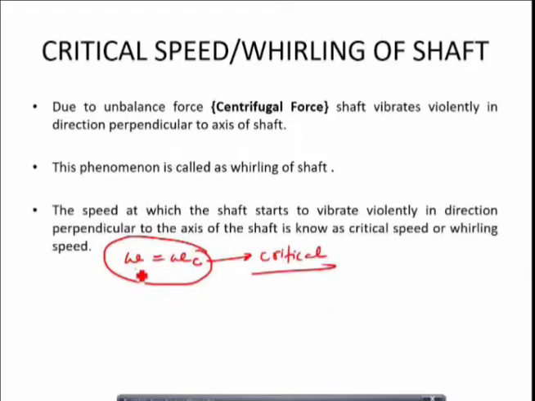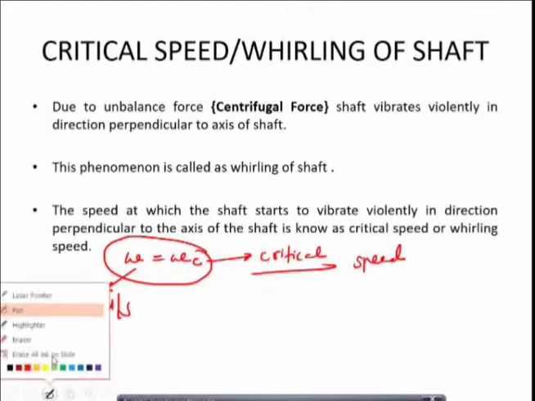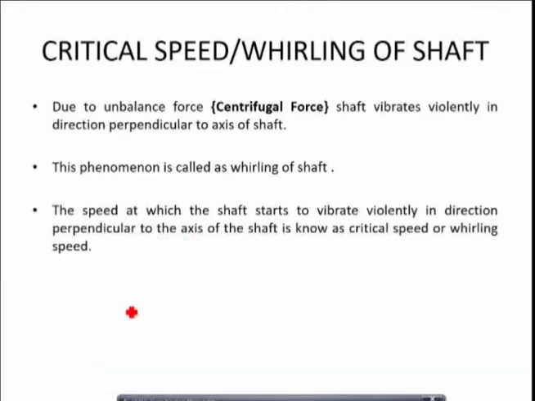So when your speed, that is omega radian per second, is equal to omega c, the critical speed, your shaft starts vibrating violently, and this omega c denotes the critical speed in radian per second. Now, at this speed, that is at the critical speed, resonance occurs.